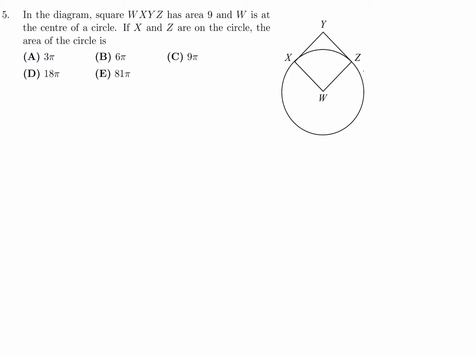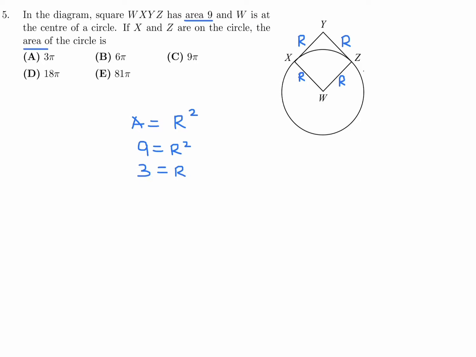In the diagram, square WXYZ has an area of 9 and W is at the center of the circle. If X and Z are on the circle, the area of the circle is. Well, if X and Z are on the circle, then these are representing the radii. And they told me that the square has an area of 9. So if all the sides are the same, which they are in a square, then the area of that square would be just r squared, and that is equal to 9. So r squared is 9, r is 3.